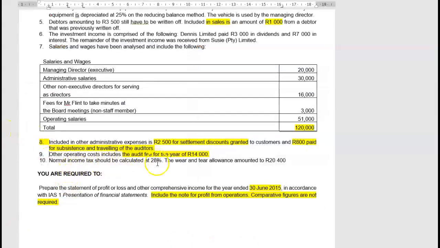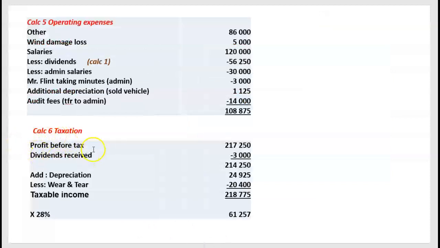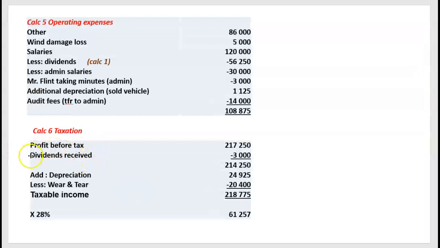Normal income tax should be calculated at 28%. The wear and tear allowance amounts to 20,400. Guys, don't worry about this. We're going to do this when we're going to do companies. I'm just going to show you that there's a little tax calc involved. It starts with my profit before tax once you've completed your income statement. And then you're going to adjust certain income items like dividends received, which is not subject to tax, so we're going to take it out.